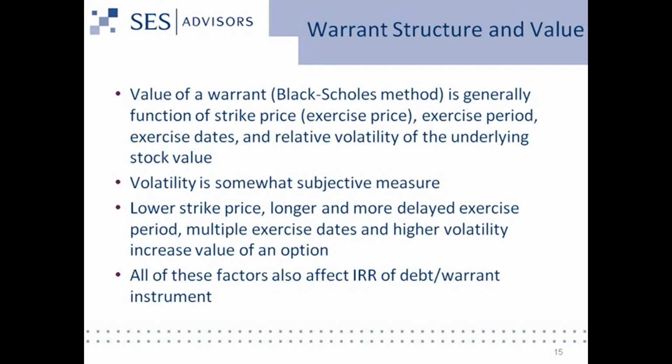So basically, if we have lower strike prices, longer and more delayed exercise periods, multiple exercise dates, and higher volatility, all will increase the underlying value of an option or of the warrant. But they all have an effect. They also make the rate of return on the warrant higher. So these are all interacting things. We can make the warrant more valuable, but presumably we'd have to issue more of them to get to a specific return.